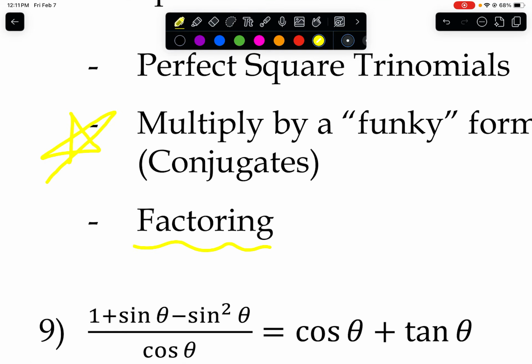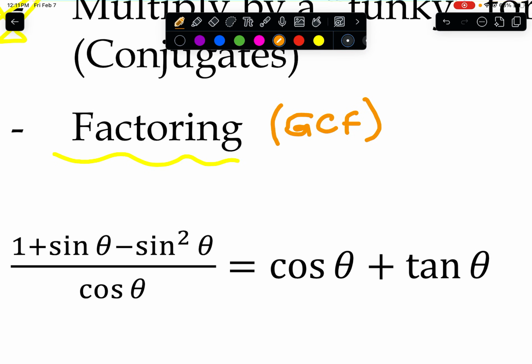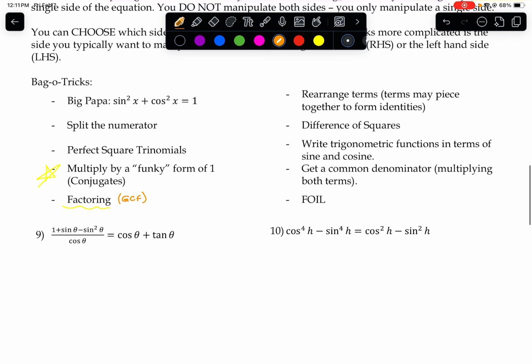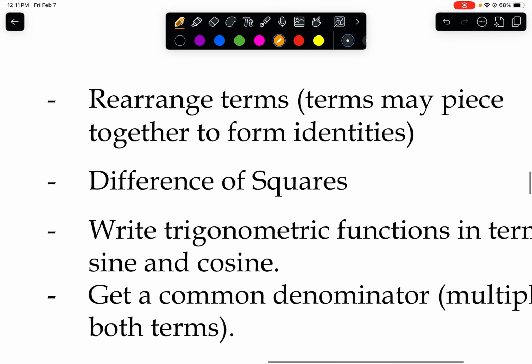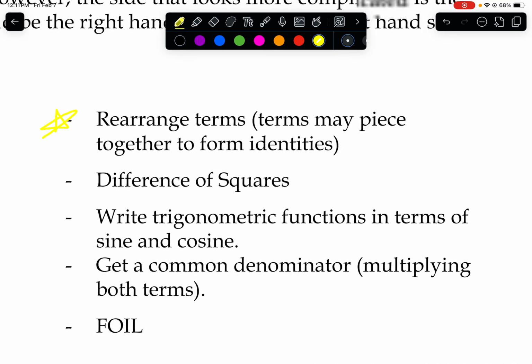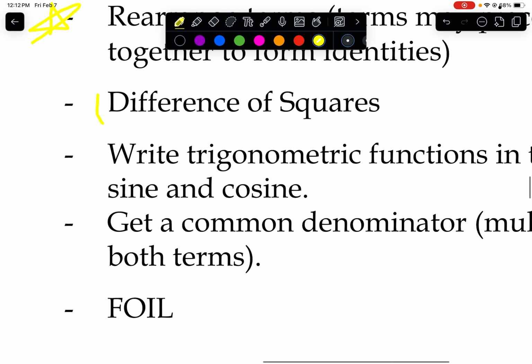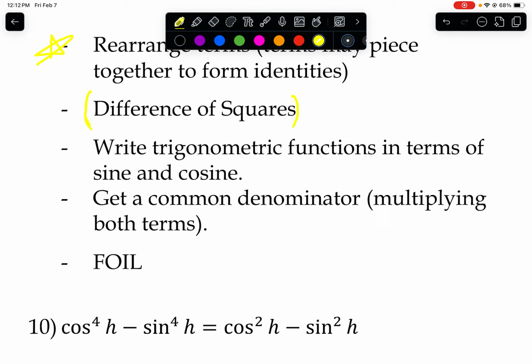Factoring is going to happen a good amount of times. Most notably, the type of factoring you're going to want to know is greatest common factors. You also need to be good with perfect square trinomials and difference of squares, which are from Algebra 1, over on the right side. Another really important idea is rearranging your terms. When you rearrange, some of those pieces may form an identity. Difference of squares ties in with factoring.